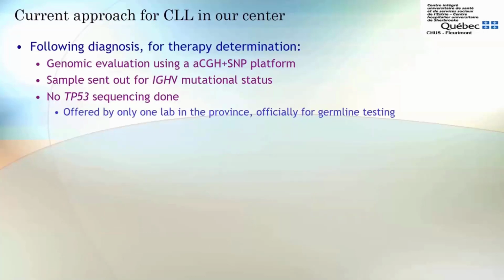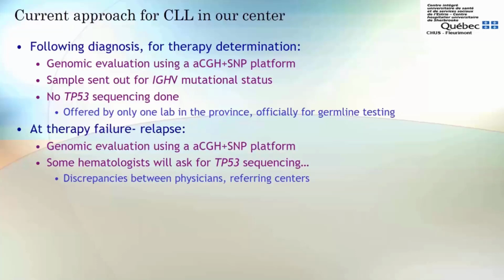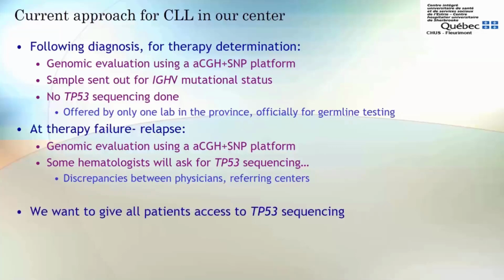Actually, our center performs a genomic evaluation of CLL using aCGH, and a send-out is made for IGHV mutational status. For most cases, either at diagnosis or at therapy failure, TP53 sequencing is not done. Only occasionally, TP53 is sent out for sequencing. Thus, we would like to give all our patients easy, automatic access to TP53 mutation analysis.